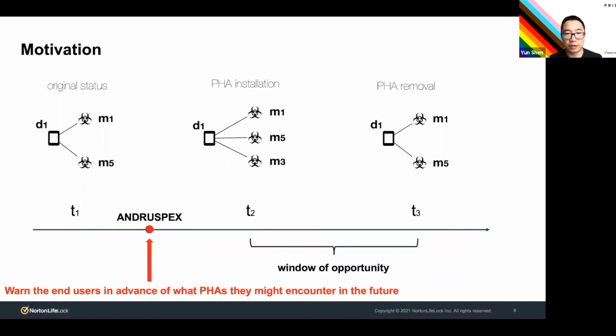The purpose of the prediction system is to warn the end user in advance of what PHAs they might encounter in the future, based on the current security posture of their devices.